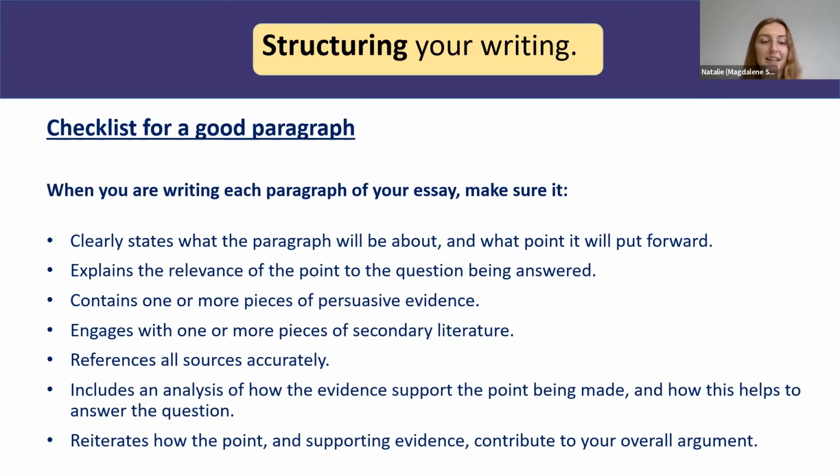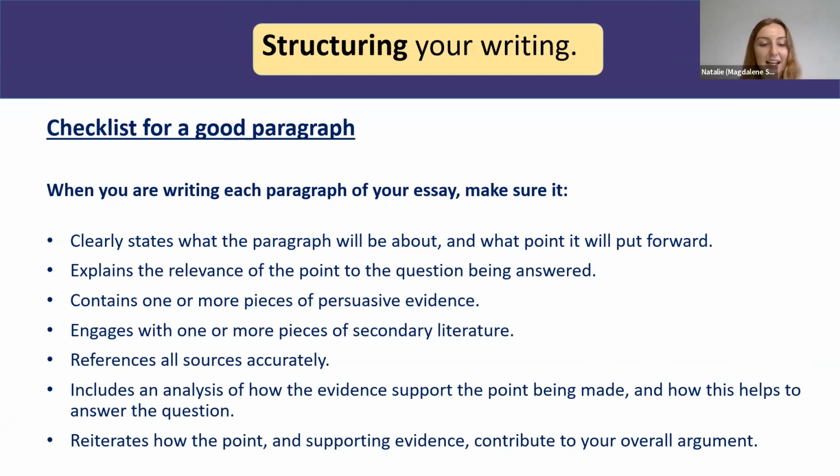And it might want to also engage with one or more pieces of secondary literature. So from your research, you've probably established that this question might have been answered several times by academics, or they've written on something similar. And so really engage with that in your writing. Talk about if you agree with what they've said, if you disagree, if you're interpreting the evidence slightly differently or have a different idea to contribute. This is a really good thing to include in any of your paragraphs. Make sure you've also referenced all your sources, as I've said.